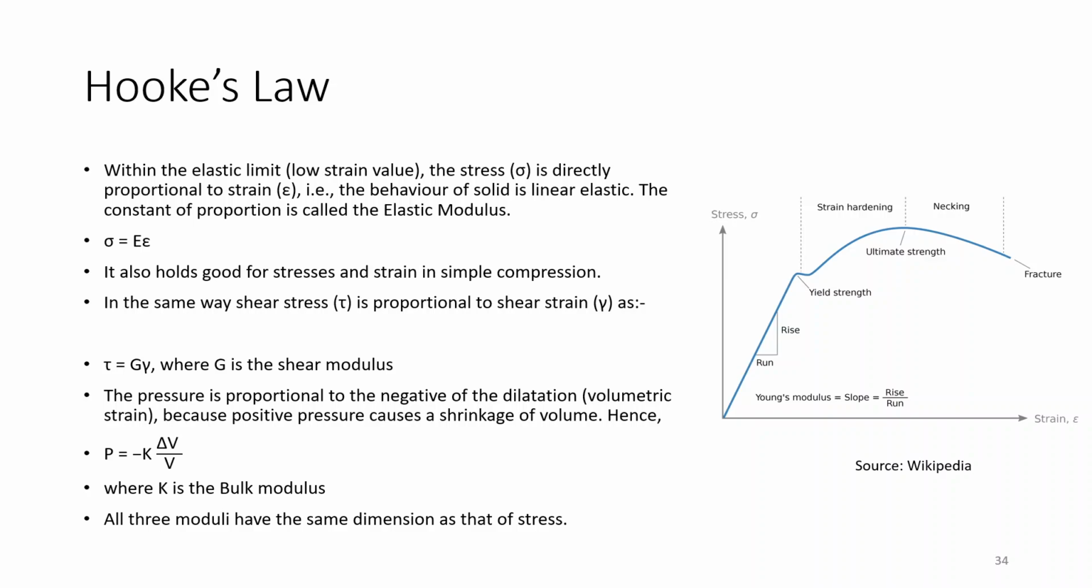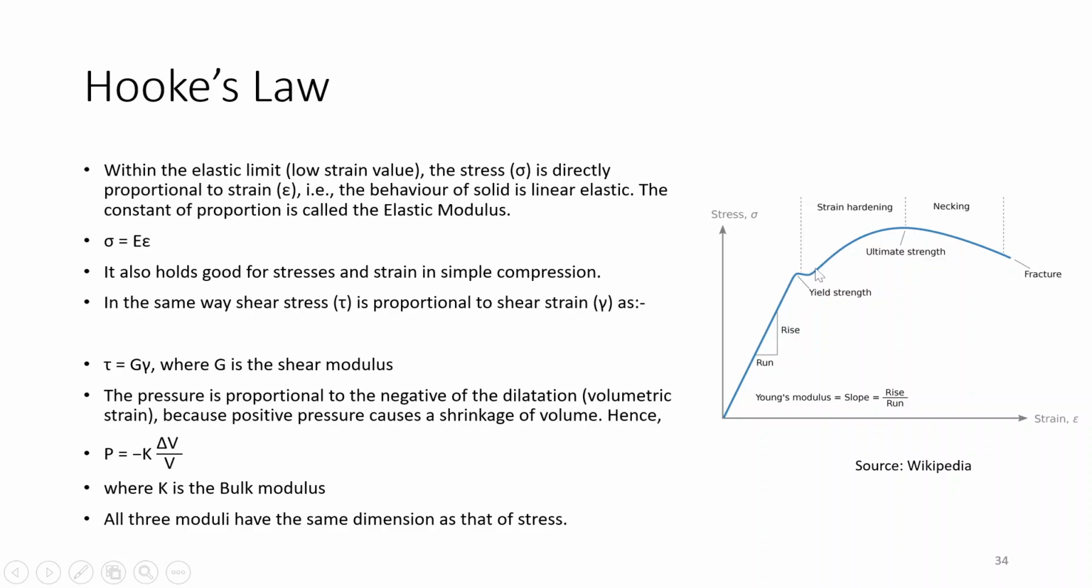In the same way, shear stress tau is proportional to shear strain gamma. So tau is equal to capital G times gamma, where G is the shear modulus. In case of pressure, pressure is proportional to the negative of the dilation, which is volumetric strain. Because positive pressure causes a shrinkage of volume, capital P is equal to minus K times delta V upon V. Here K is the bulk modulus, and all these three moduli, K, G and capital E, have the same dimension as stress, which is Pascal.